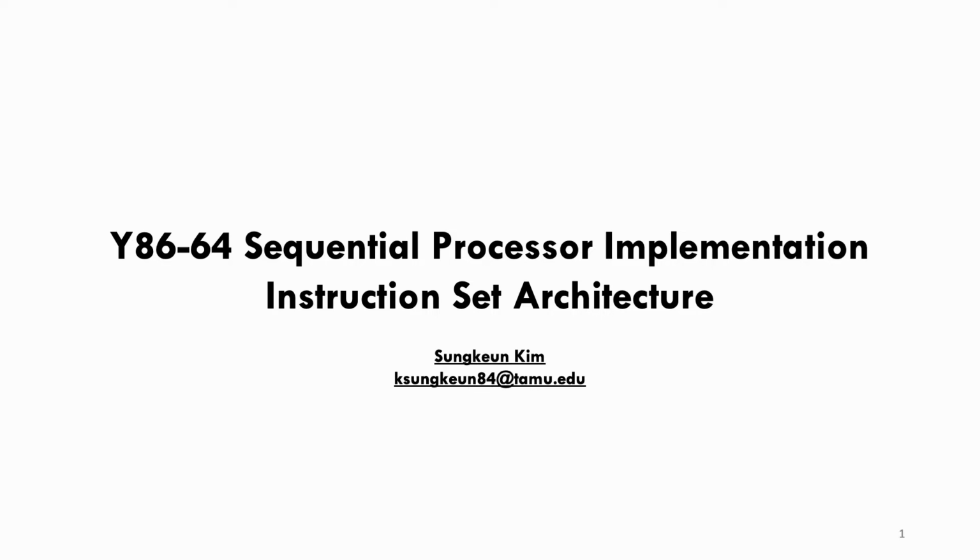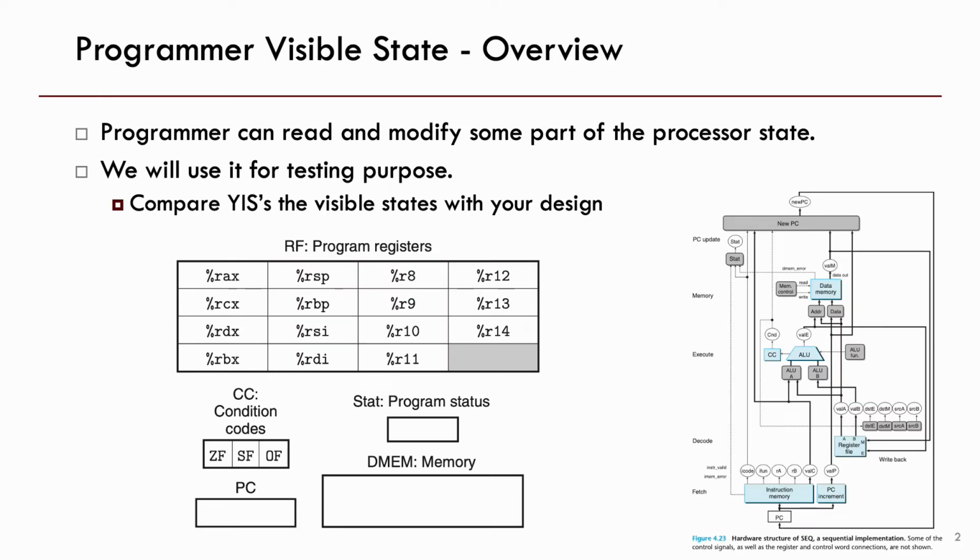In this video, I'm going to talk about the instruction set architecture of the y86-64 processor. And I'll mainly talk about the programmer-visible state of this processor. Programmer-visible state is a state where the programmer can read and write some part of the processor state. We will use this state for testing purposes.